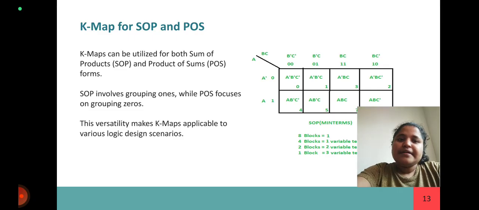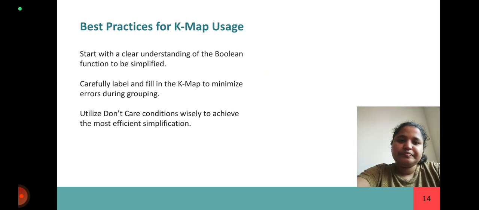K-map for SOP and POS. SOP is sum of products and POS is product of sums. K-map is utilized for both sum of products and product of sums. SOP involves grouping of ones, while POS focuses on grouping of 0s. Let me repeat. SOP involves grouping of ones, while POS focuses on grouping of 0s. This versatility makes the K-map applicable to various logical design scenarios.